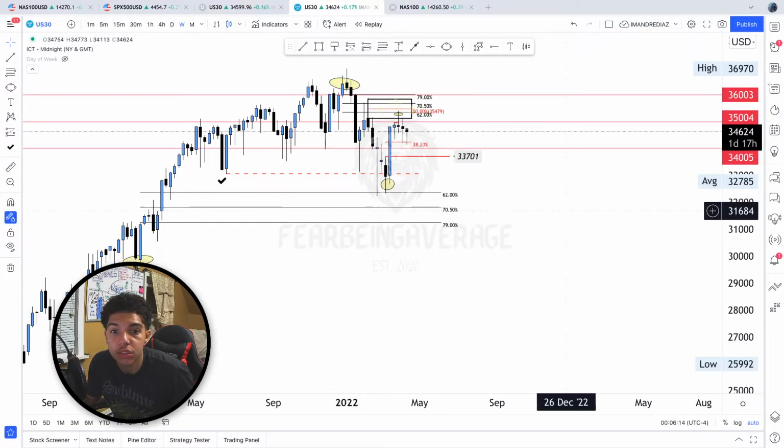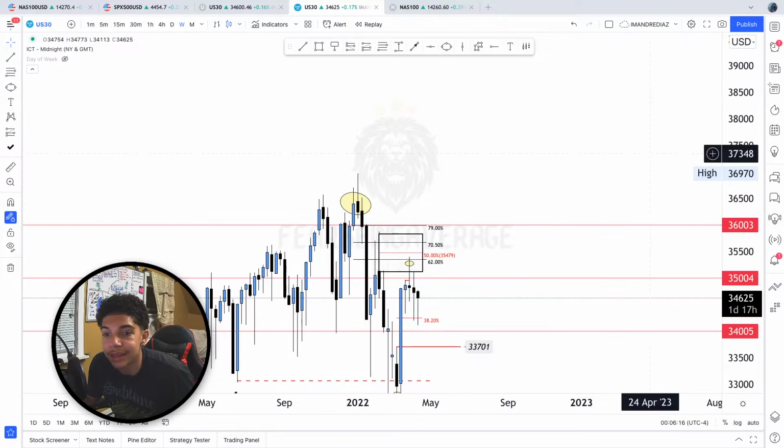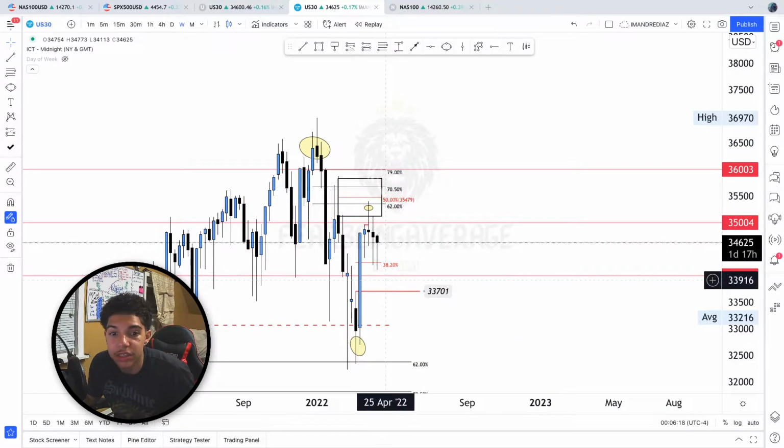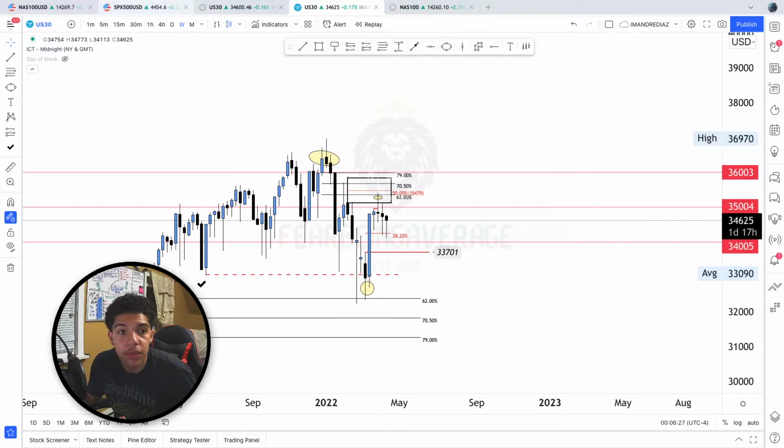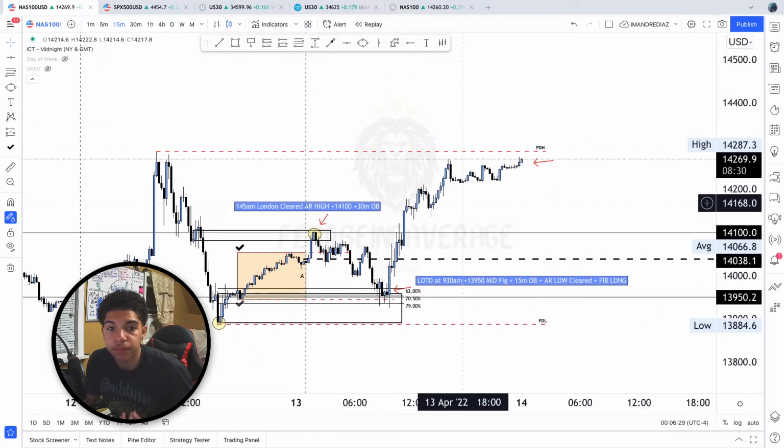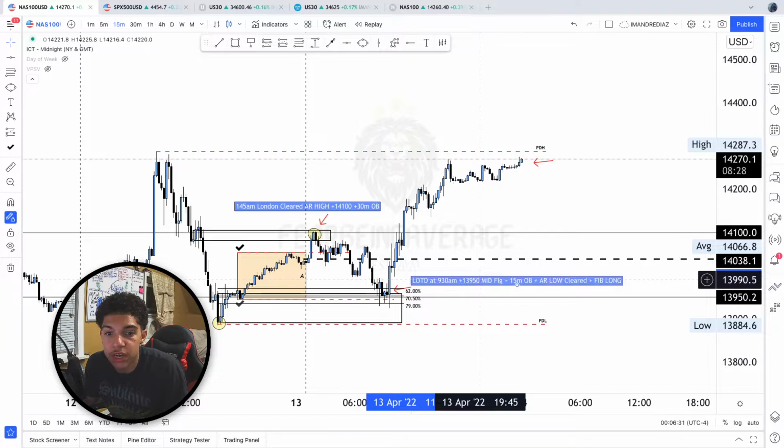If you come with US 30, it's a similar thing, not ideal, not the same thing. We don't have a 62% rejection, but we are rejecting the 38.20% level. So there is a high chance that price could potentially start to push higher, but only time will tell. Let's go back to our lower time frame. So this is the importance of this area right in here.